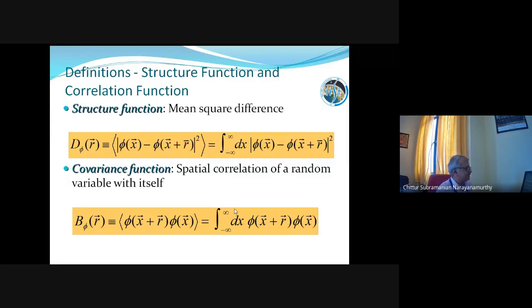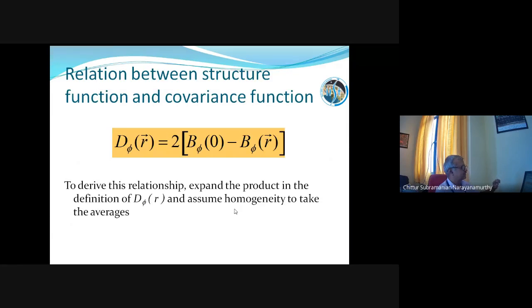Similarly, the covariance function can also be introduced. The spatial random variable is given by B phi, again at x plus r, and it is related to the phase of the light passing through the turbulence. So these are two important functions for phase. Now, what is the basic relation between the structure function and the covariance function, which can be given by D phi of r equals 2 times B phi of 0 minus B phi of r? This relationship can be expanded by assuming homogeneity. We assume that at a particular time the turbulence is homogeneous. It can be inhomogeneous at a different time.